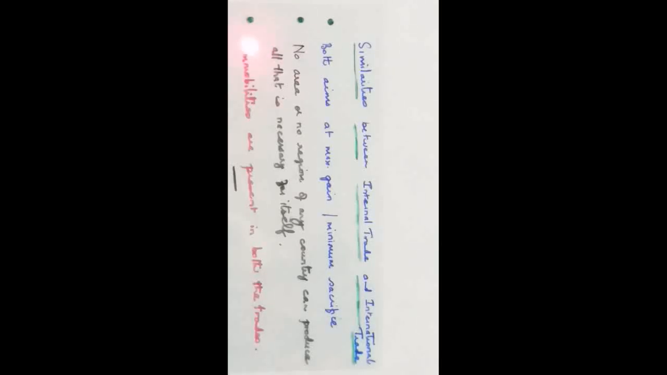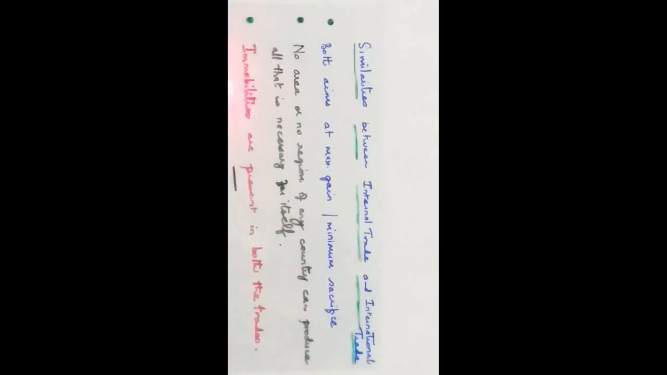Then, the second one is, no area or region of any country can produce all that is necessary for itself. Every country, whether it is internal trade or international trade, will not have everything that can be produced within the country. We have to buy from one state to another, from one region to another, similarly from one country to another. Then next one is, immobilities are present both in internal trade and international trade.